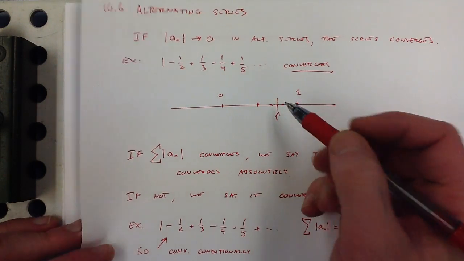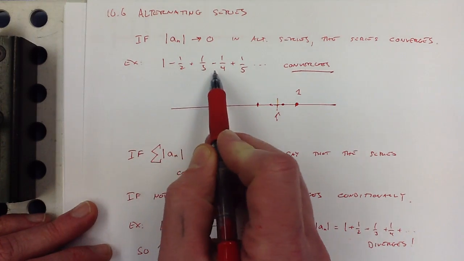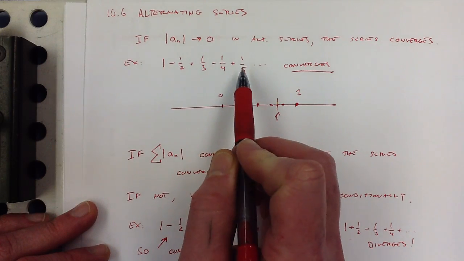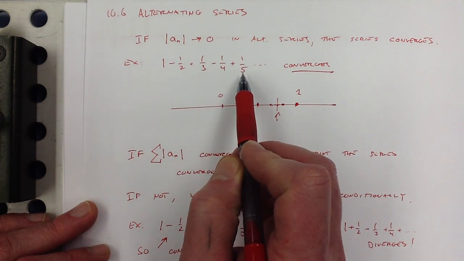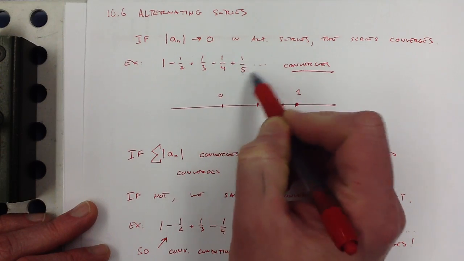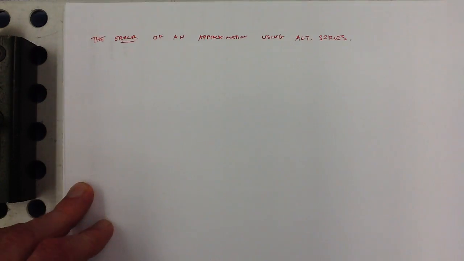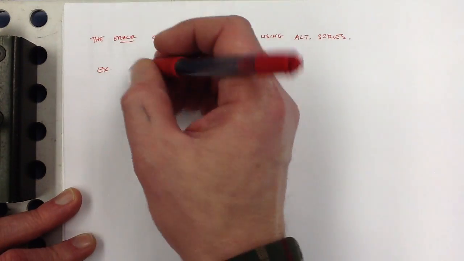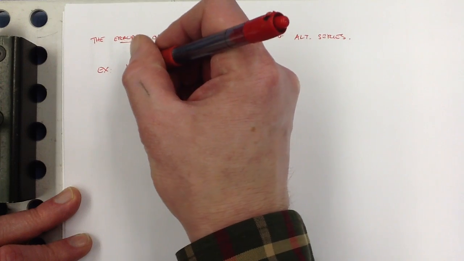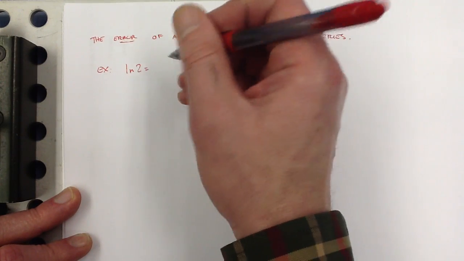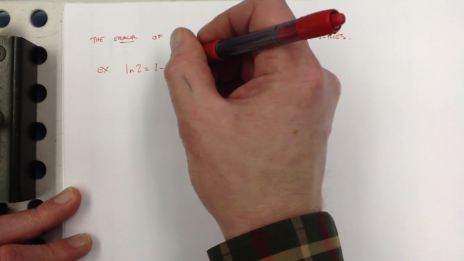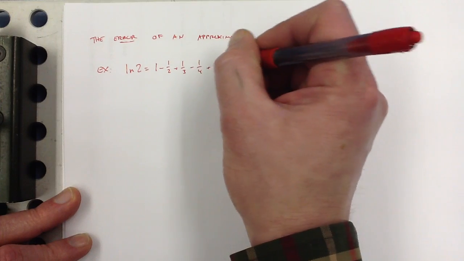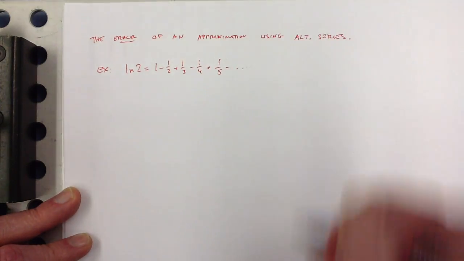If you approximate something, like this one, I'm claiming that this series here approaches the natural log of 2, right? Well, you can never be off in an alternating series by more than the next term. So, for example, I'll explain this by example. I think it's the best way to do it. I'm claiming that the natural log of 2 is equal to the infinite series 1 minus 1/2 plus 1/3 minus 1/4 plus 1/5 minus etc.